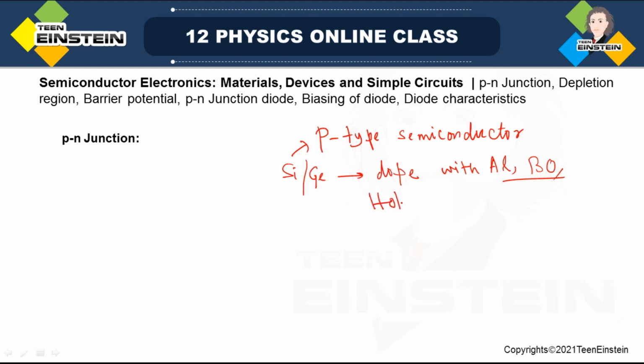And in this case, holes. What are holes? Holes mean the absence of an electron, which has an effective charge of positive e, an equivalent electronic positive charge. So holes are the majority charge carriers in p-type semiconductor.